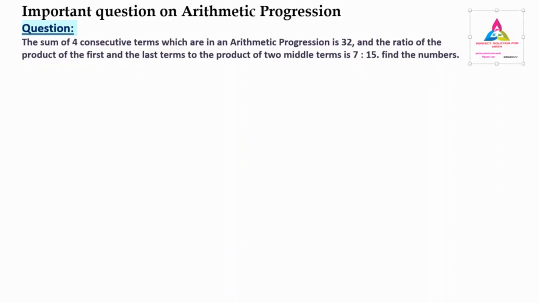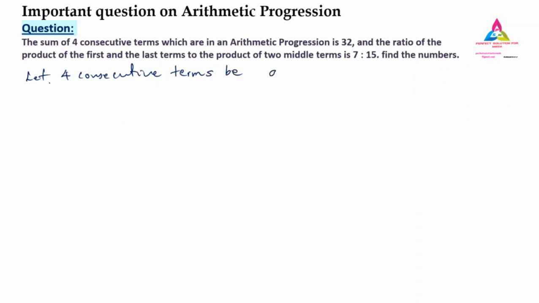So the question says that we have 4 consecutive terms, and I already told you when 4 consecutive terms come, we have to take, let 4 consecutive terms.